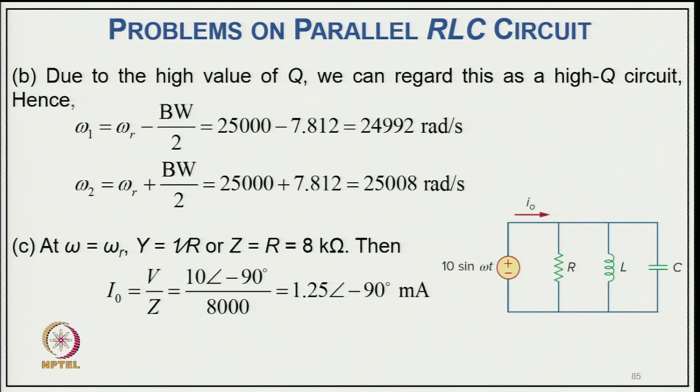equals R, that is 8 kilo ohm, and I 0 will be V upon Z, that is 10 at the angle of minus 90 divided by 8000. So, it comes like 1.25 milliampere at the angle minus 90 degree.